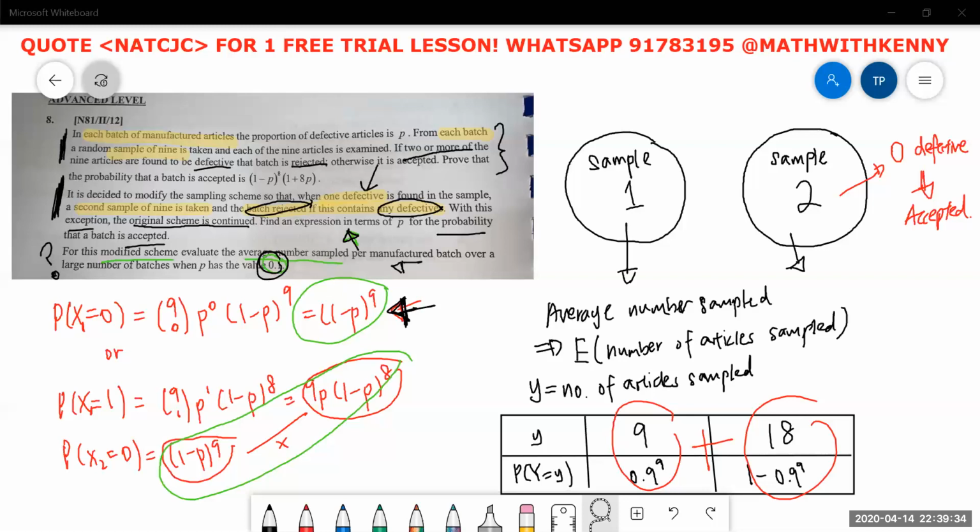Answer is what? 12.5. Is it not 9? What do you mean? It's not 9 articles sampled. You see, the average number sampled, this number means number of articles, right? And if this is a probability distribution function, this whole part here should equal 1. What is 1 minus 0.1? 0.9, correct, right?